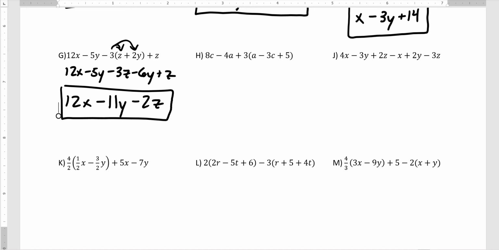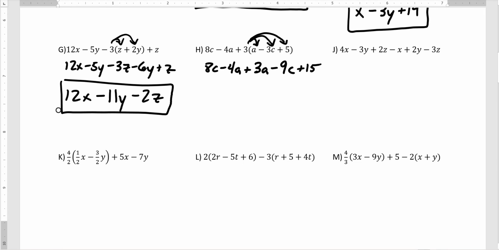8c minus 4a plus 3, and I'm going to multiply that by the quantity a minus 3c plus 5. So I'll have 8c minus 4a plus 3a minus 9c plus 15. All right, so 8c plus minus 9c would be negative c. Negative 4a plus 3a would be negative a. And then I have positive 15.